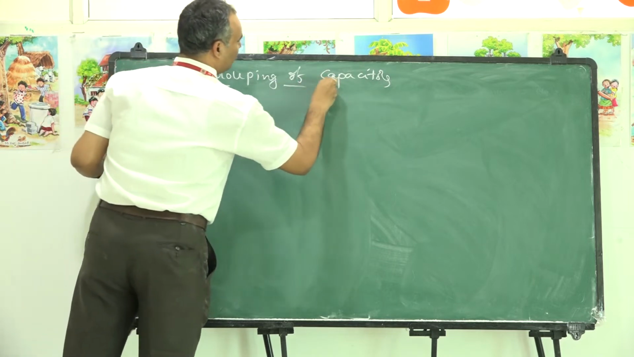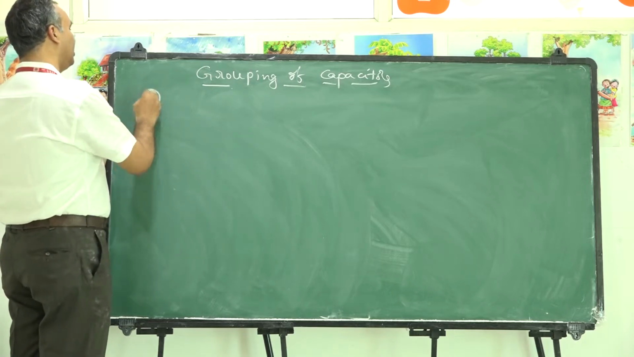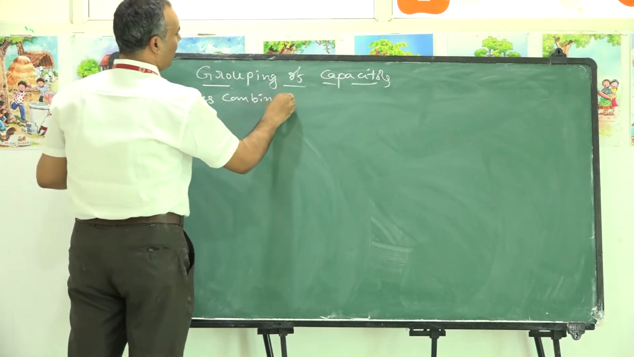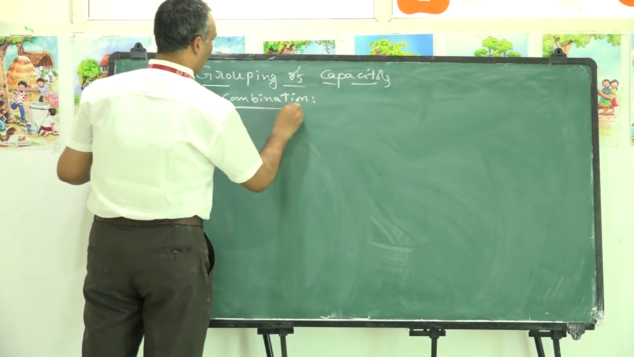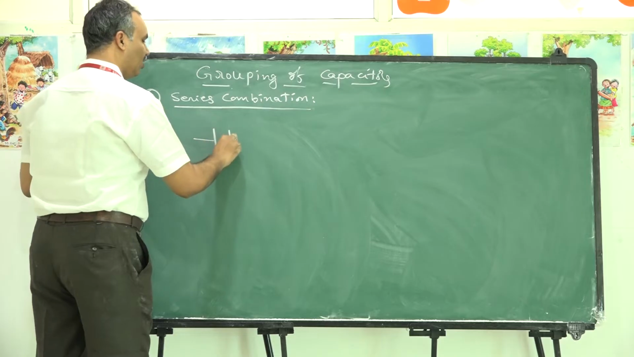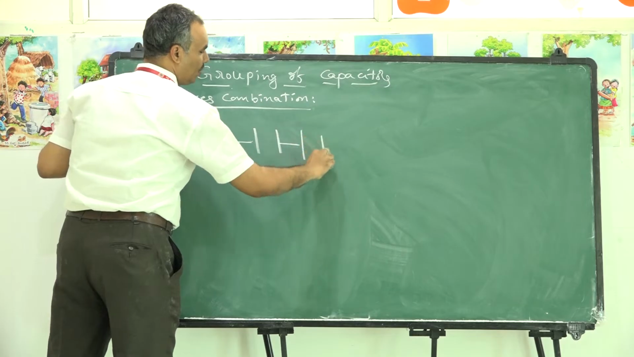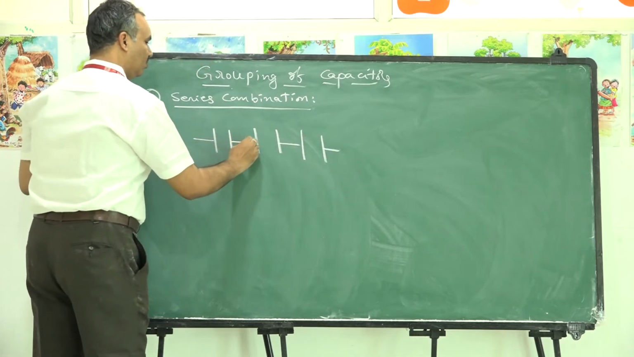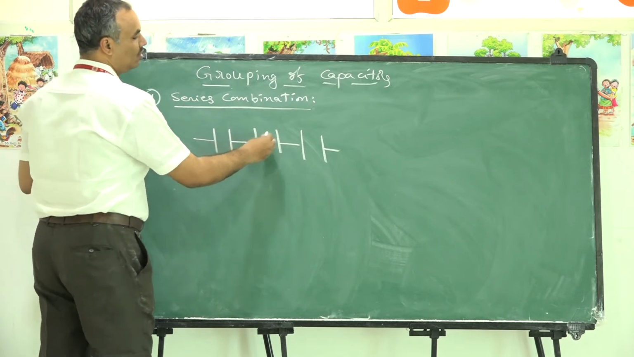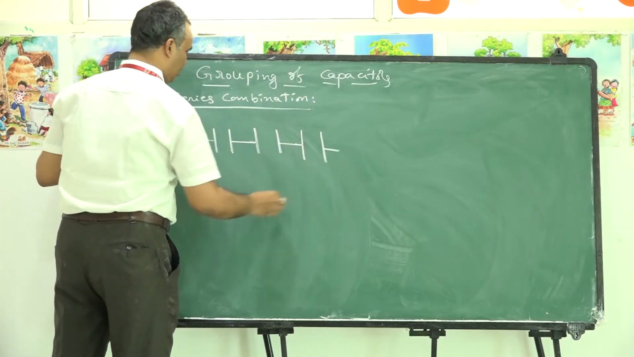We may join them in series combination or parallel combination. Let us see series combination. In series combination, this is the first capacitor, joined with the second capacitor, joined with the third capacitor, like this. The negative plate of first capacitor is joined with the positive plate of second capacitor. The negative plate of second capacitor is joined with the positive plate of third capacitor, like that.